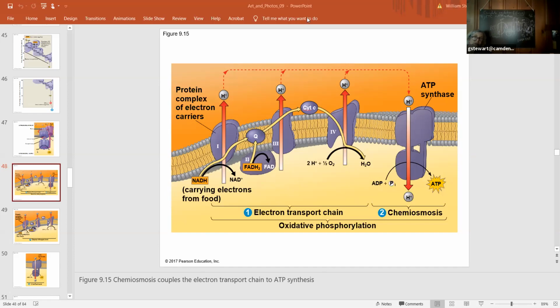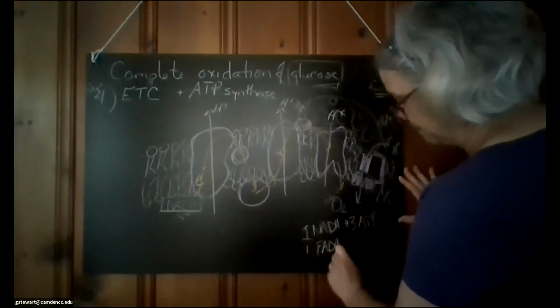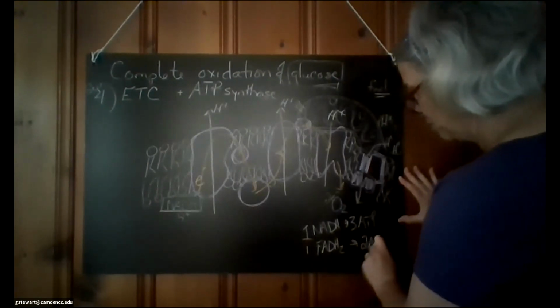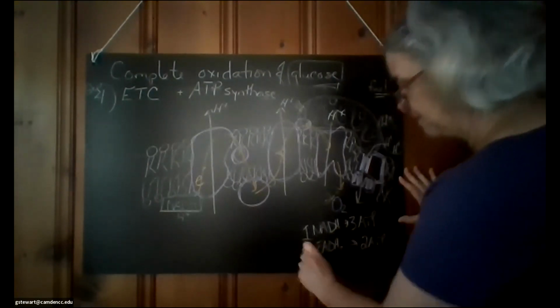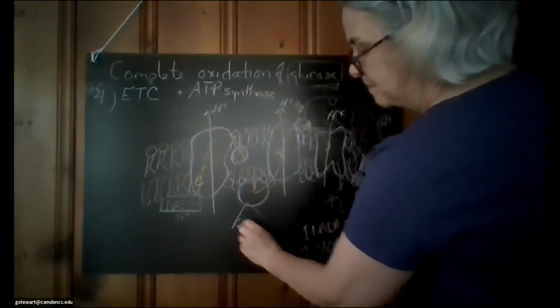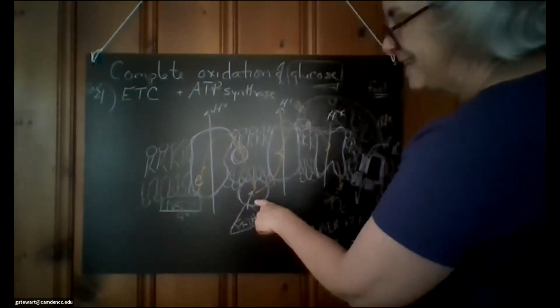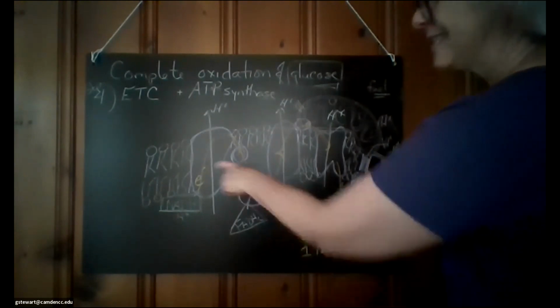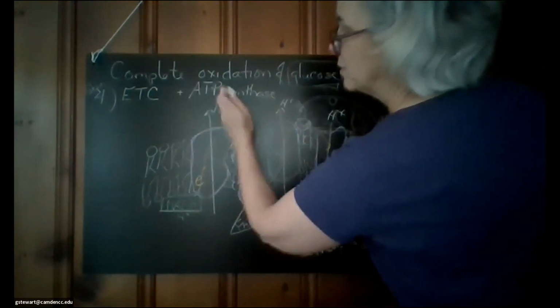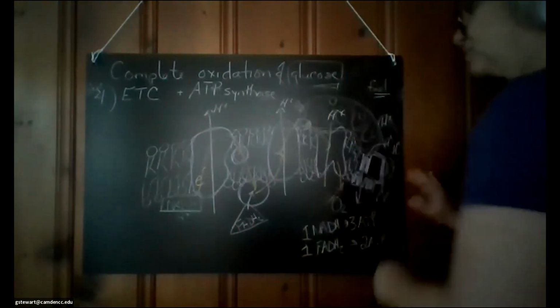I'm going to write that up here before I forget. So one FADH2 is going to produce only 2 ATP. Because FADH2 is going to drop its protons and electrons here, not at the first molecule. So this proton doesn't get pumped, so there's less fuel for ATP synthase, so we can produce fewer ATP molecules at the end.